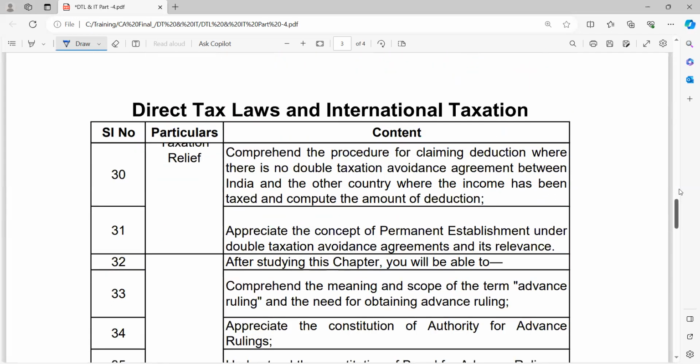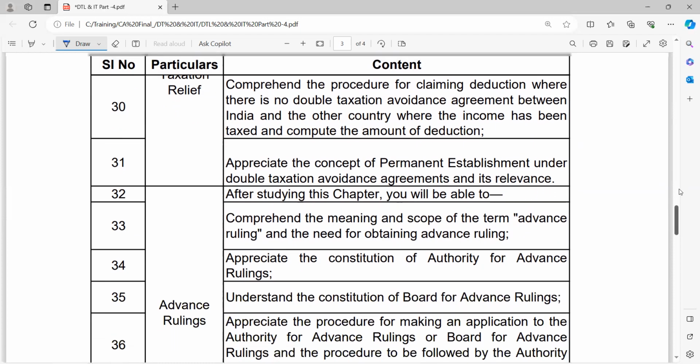You can comprehend the procedure for claiming deduction where there is no double taxation avoidance agreement between India and the other country where the income has been taxed, and compute the amount of deduction. You can appreciate the concept of permanent establishment under double taxation avoidance agreements and its relevance, right? So this is from the chapter of double taxation relief.